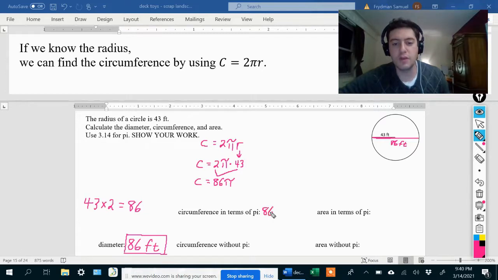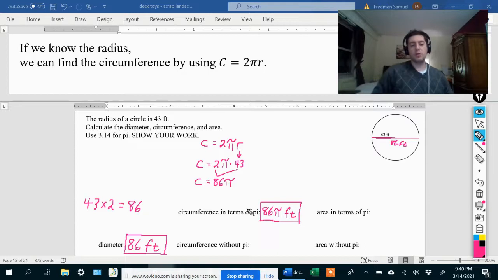So let's write that over here. And let's put the units in there also. Feet. Circumference is one-dimensional, so the units are still going to be feet here, not square feet. And let's box our answer.